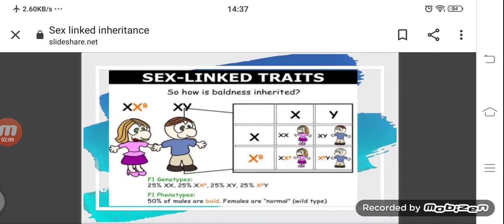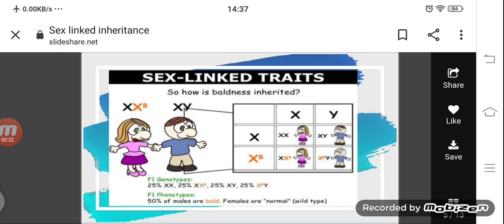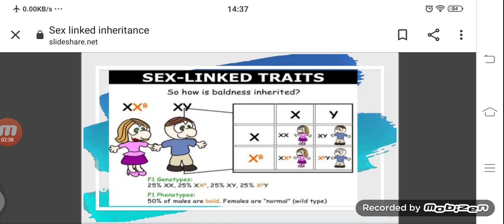So then, the sex-linked traits. In here the mother is X X^B and the father is XY. X^B means an orange color, indicating a disorder. In the box it gives XX, XY in the first row, which is 50% good, and the next row X X^B, X^B Y, which is 50% abnormal.